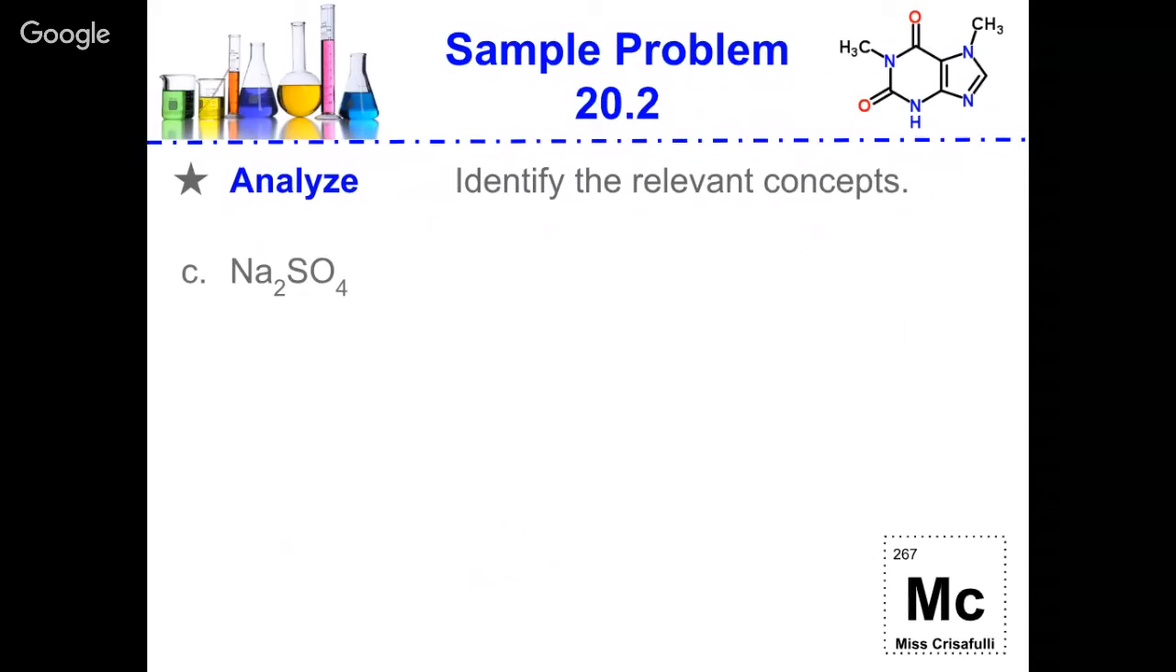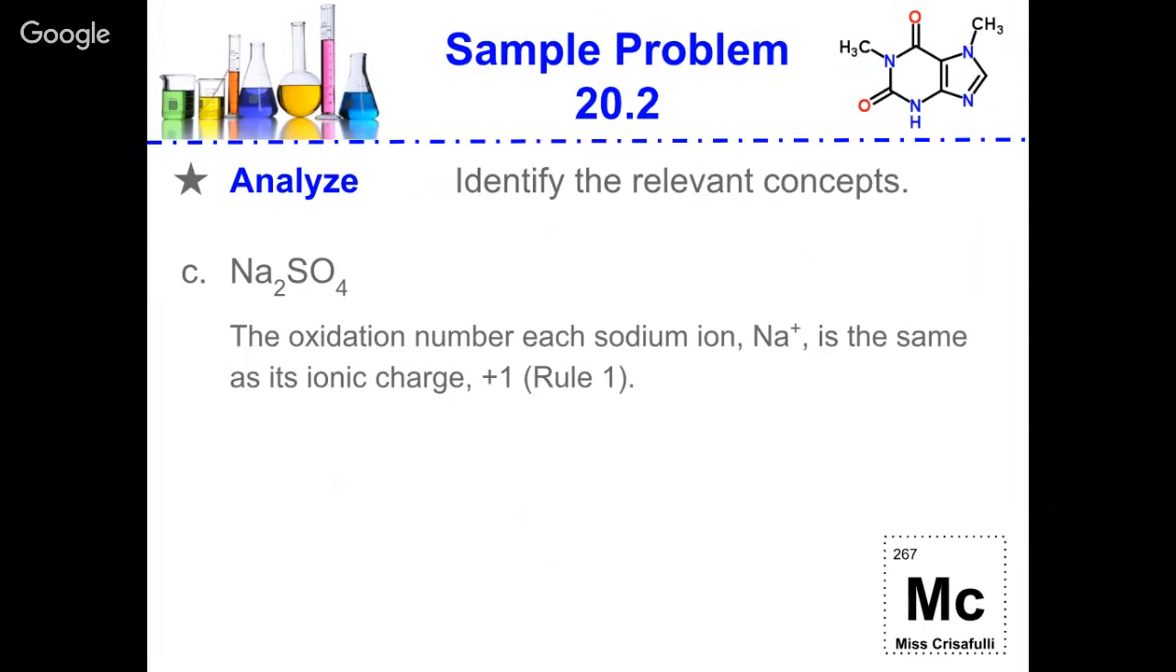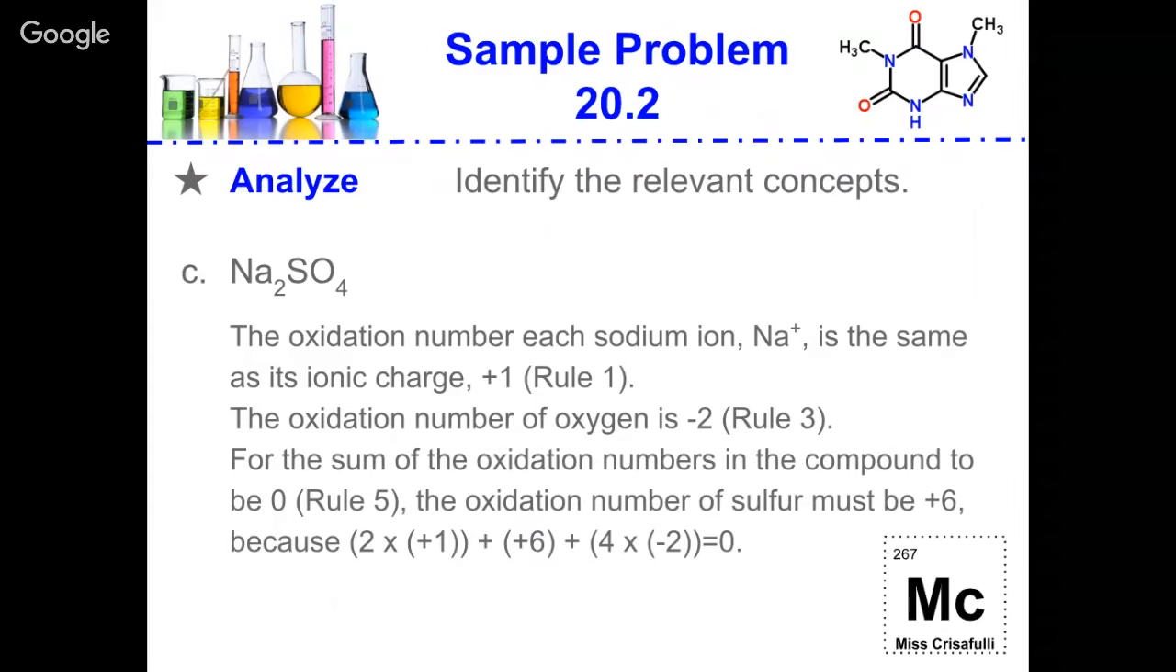All right, let's look at Na2SO4. So the oxidation number of each sodium ion is +1. The oxidation number of oxygen is -2. So the one that we don't know is sulfur. So let's do some math. The overall charge of the compound is 0. So we have 4 -2s and 2 +1s. So sulfur has to be +6 in order for all of those charges to cancel out. So -2, +1. Make sure you write a +1 instead of +4. That's a typo. And then the overall oxidation number for sulfur is going to be +6.